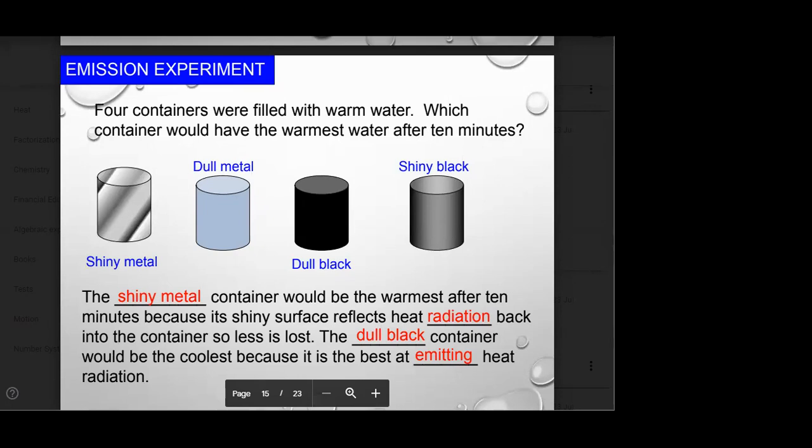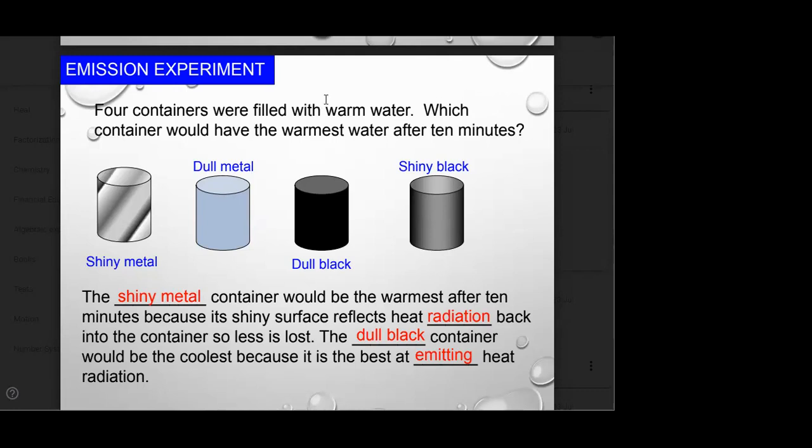Now think about it. If they absorb heat, then I can say that they will not radiate heat, or they will radiate heat. Which will hold the warmest water? So if they are good absorbers, they're good emitters also. Can I say this? That if they're good absorbers, they're good emitters also. Think about it.